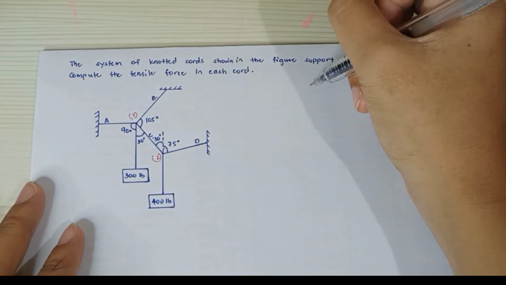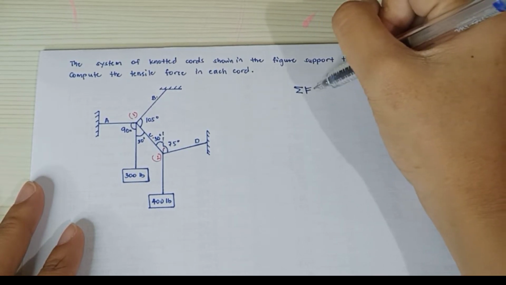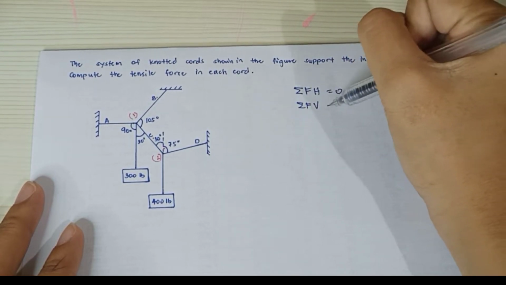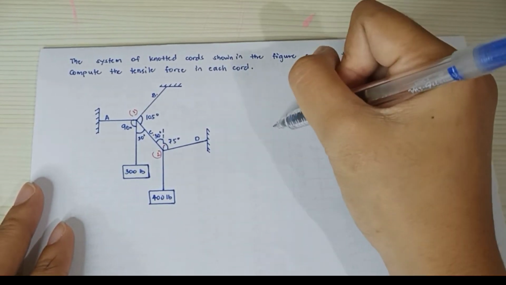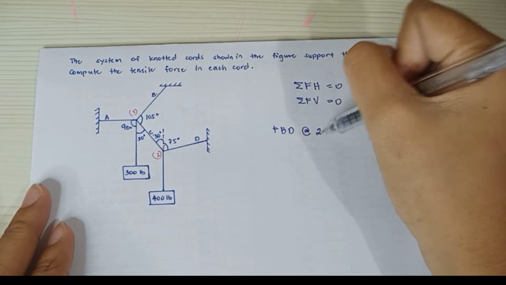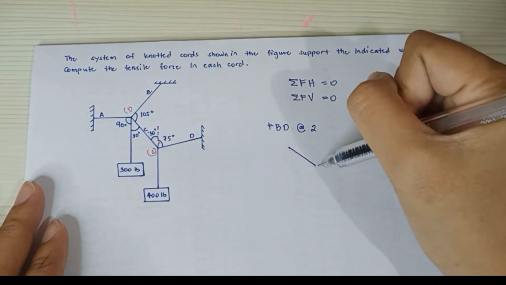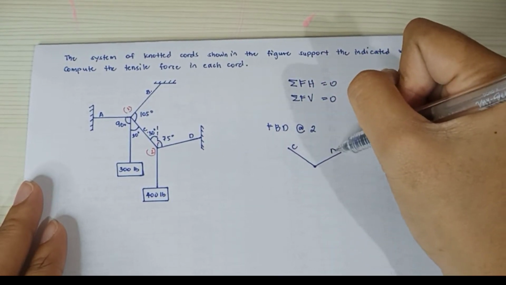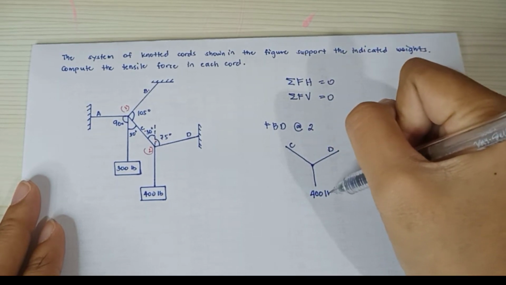So, meron tayong equation na lagi nating ginagamit. Summation forces horizontal is equal to 0 and summation forces vertical is equal to 0. Okay? So, step 1, draw the free body diagrams. Okay, unahin natin yung knot 2. At knot 2, meron tayong chord C, and then chord D, and yung weight, which is 400 pounds.